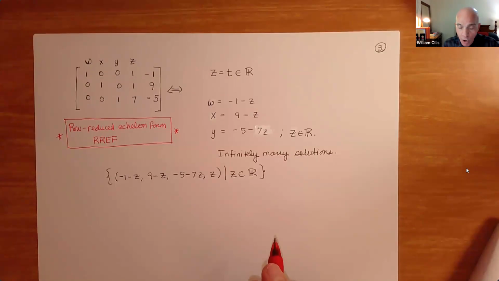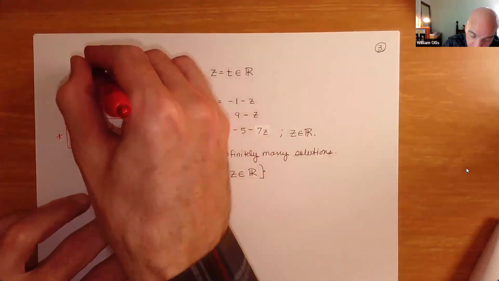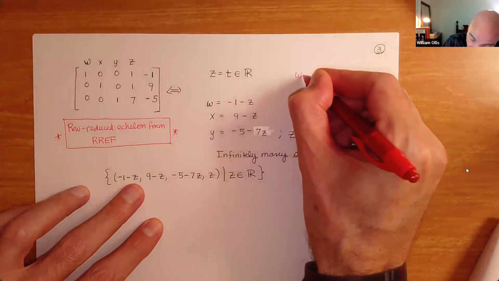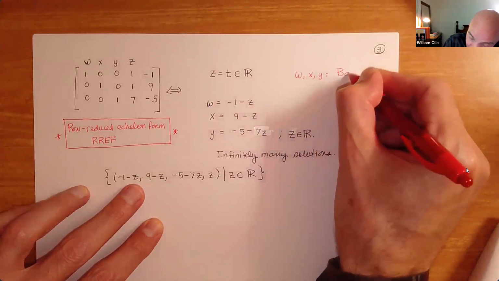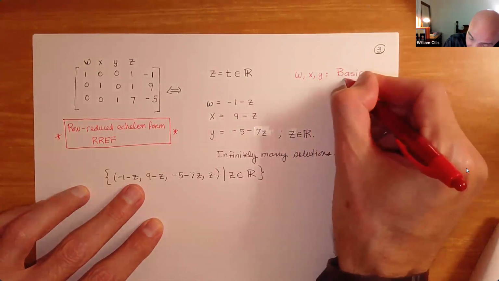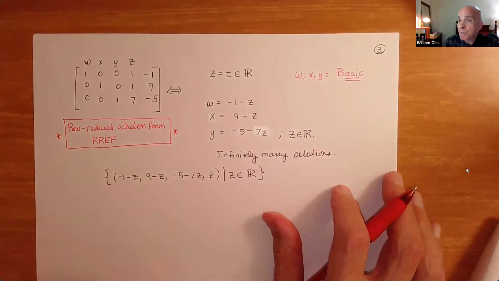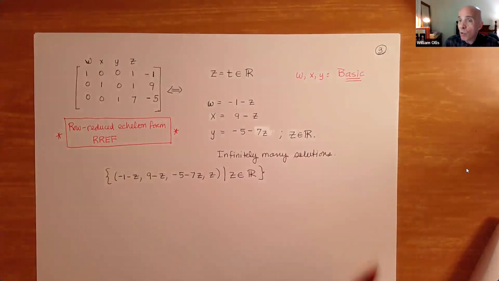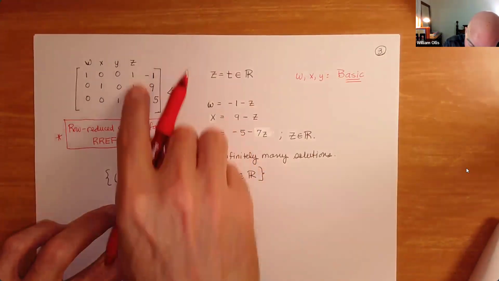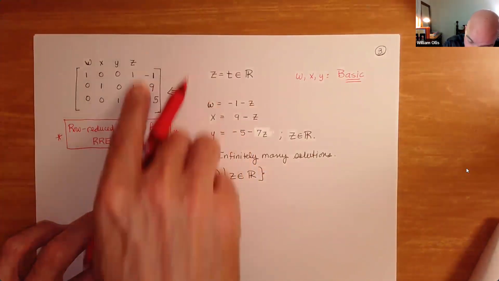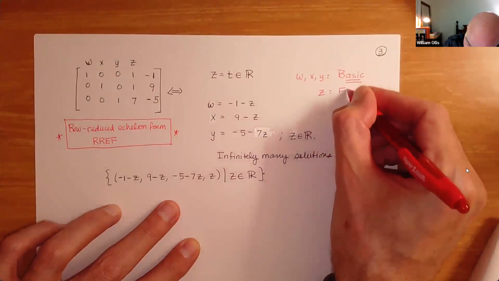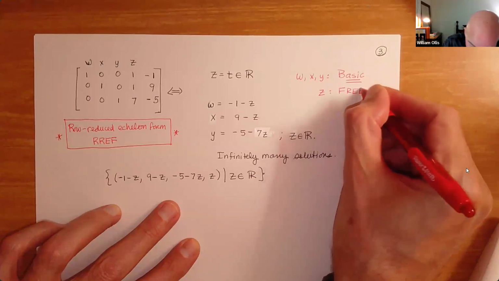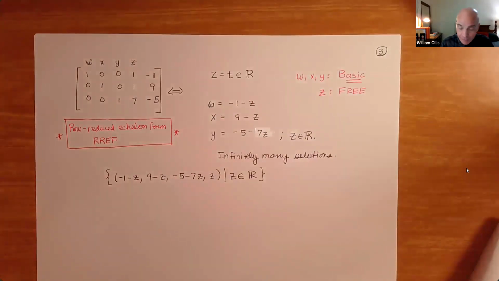Notice we have variables W, X, Y, Z, and notice we have as many ones and zeros as we can stand. We have a leading one, zeros, leading one, zeros above and below, and then the leading one here and zeros above. So I'm going to give you another term now. This means we can solve for W, X, and Y. So we say W, X, Y are basic in the sense that they depend on some other variable or are actually unique. And then the variable that has no leading one, Z, just like before, is free. Remember in the previous example, we might as well go back.